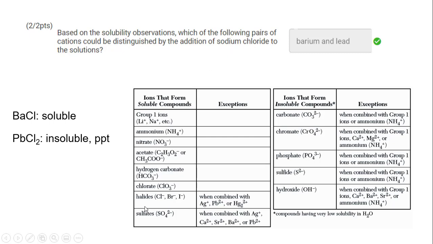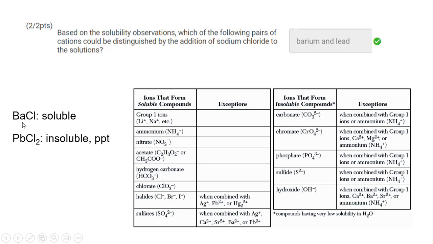So we go down the halides, and we would either need to use silver, lead, or mercury. That's the answer I picked, and I got it wrong. It was silver and lead is my answer, and it was wrong. The correct answer is barium and lead, which is nowhere listed in here. But if you go down to the sulfates, which remember overlaps with the PDF, that's how they have it answered. So they're saying barium and lead.